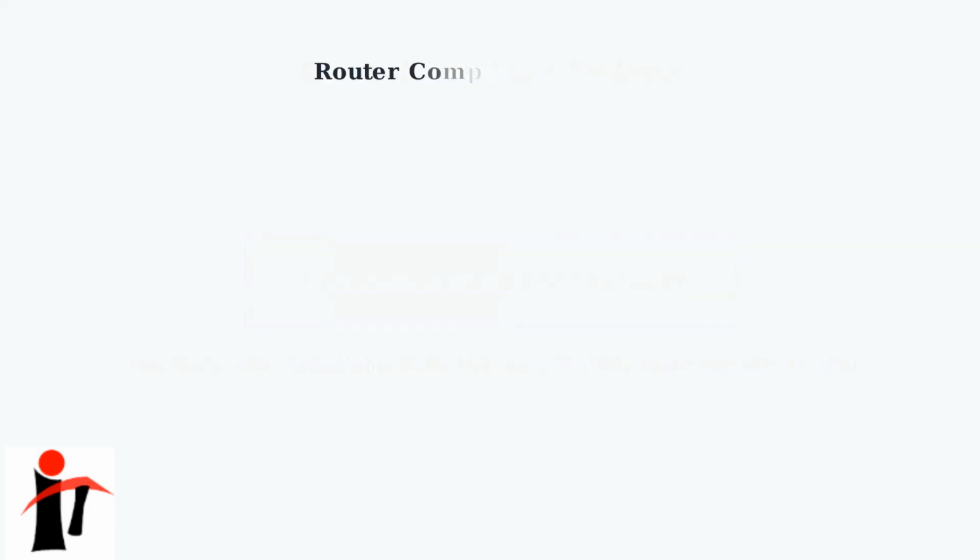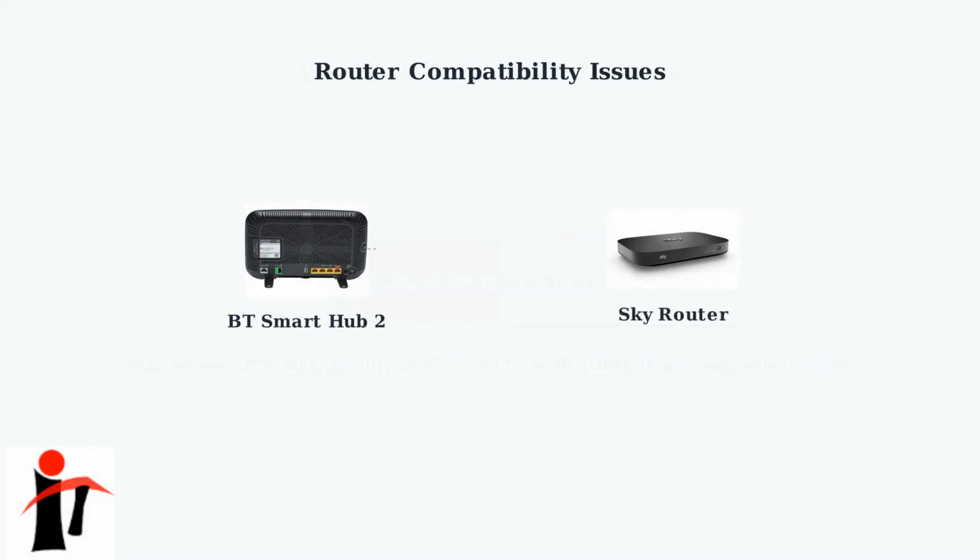Router compatibility is a significant concern. Specific issues have been identified with certain BT Smart Hub 2 and Sky routers. These routers may require special configuration to work properly with the EE Box Mini.